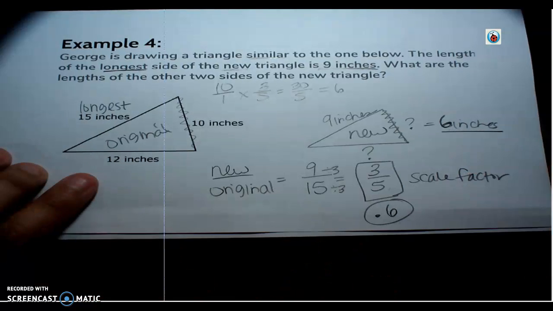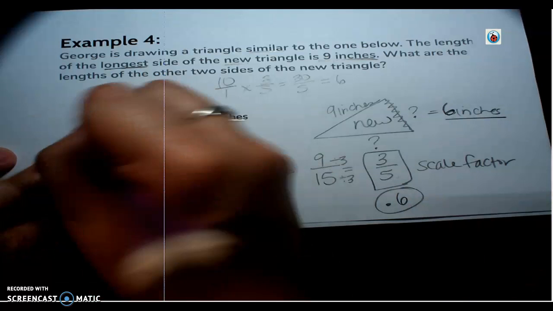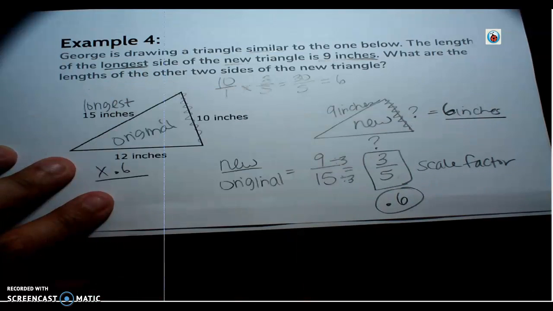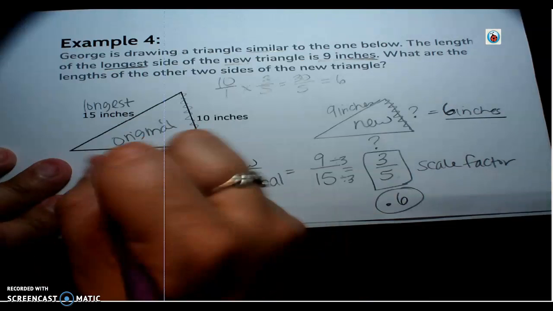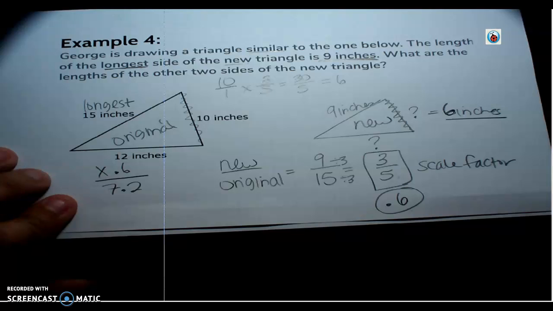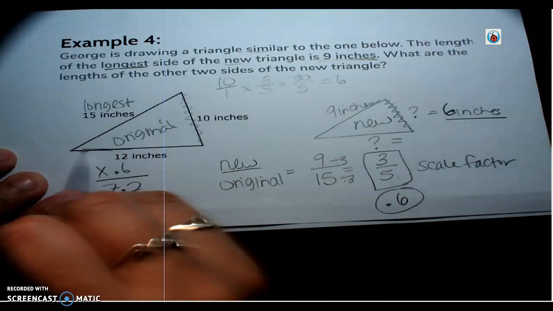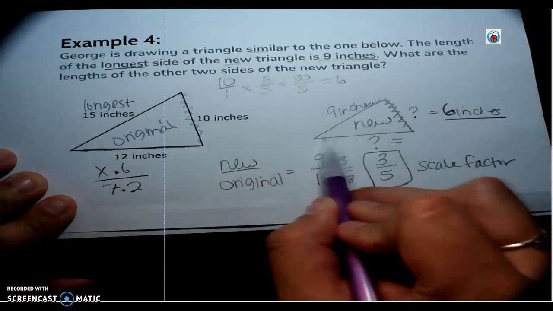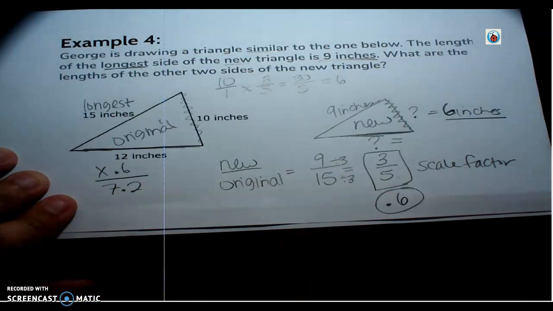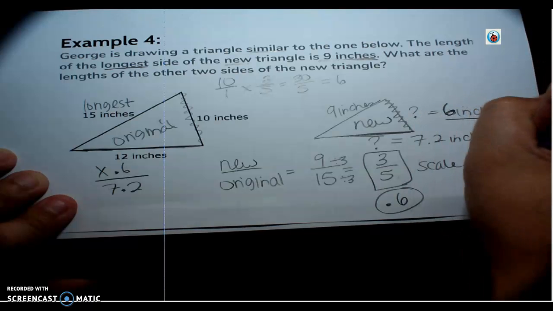So for this last side that I'm missing down here, the base, I'm going to multiply it by 0.6 to find my answer for the new one. So 12 times 0.6 is going to give me 7.2. So this missing part right here, because this is the base right here corresponds to this base over here, is going to be equal to 7.2 inches.